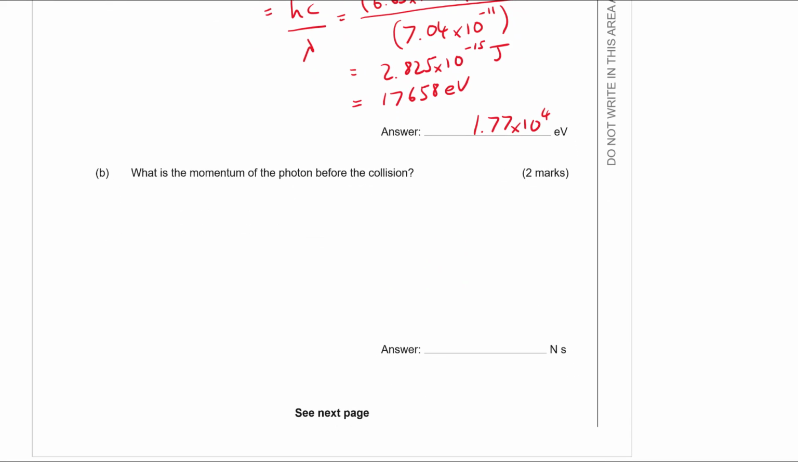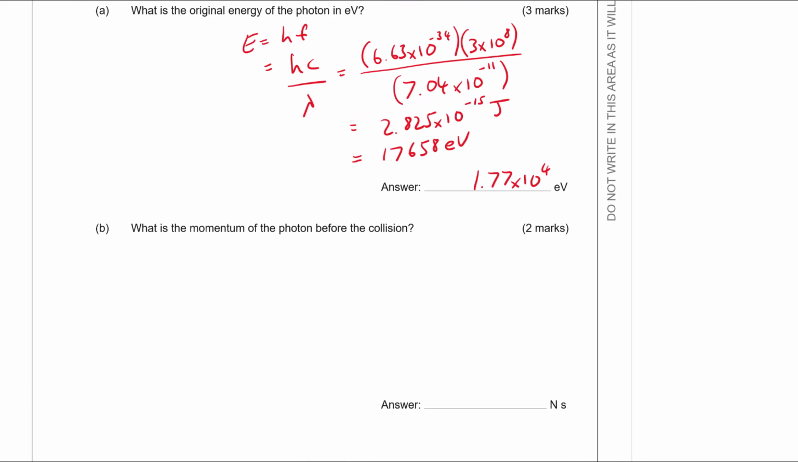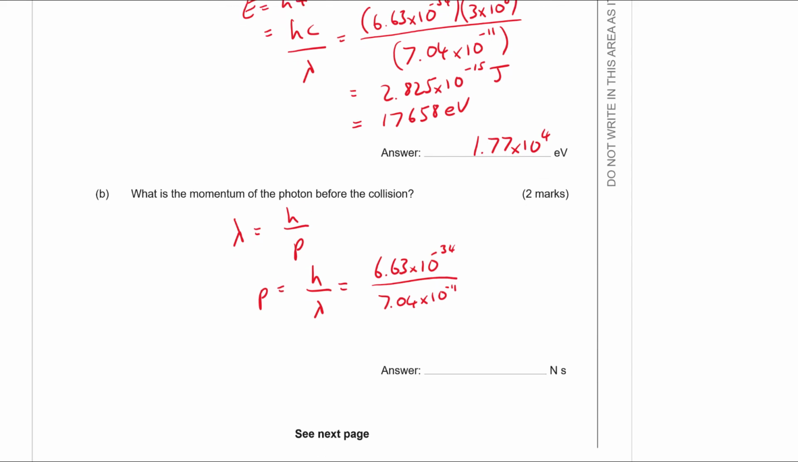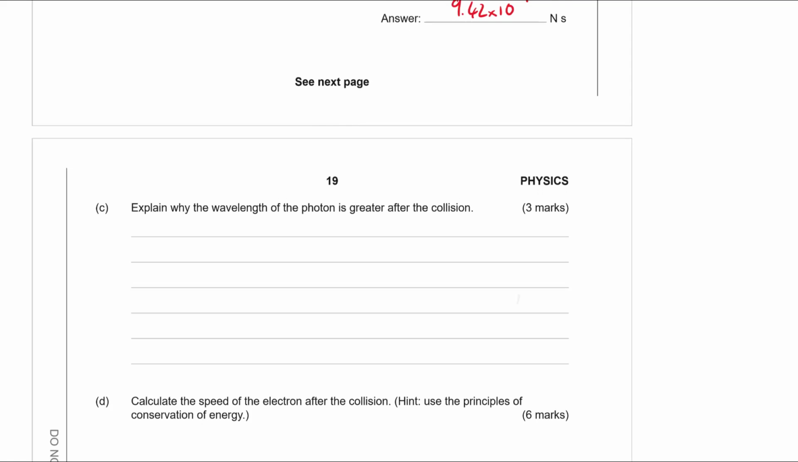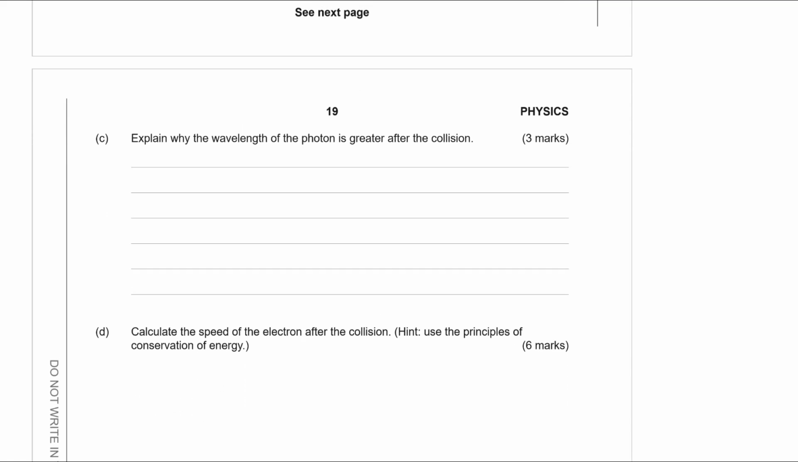And the next part is asking for the momentum of the photon before the collision. So this is another easy one, where you have the wavelength is equal to h on p, rearrange, and substitute. And you should get 9.42 times 10 to the negative 24. Right, there we go. So let's move on to part C, where you need to explain why the wavelength of the photon is greater after the collision.